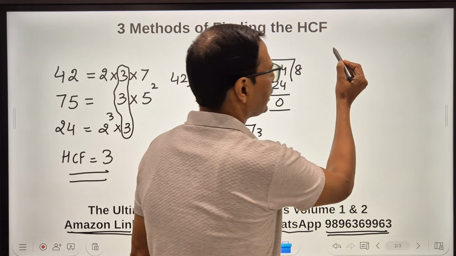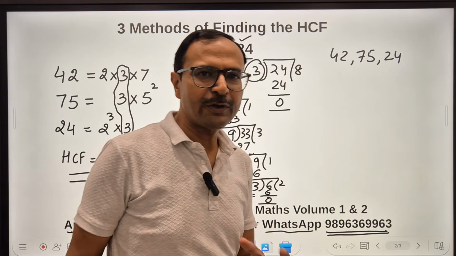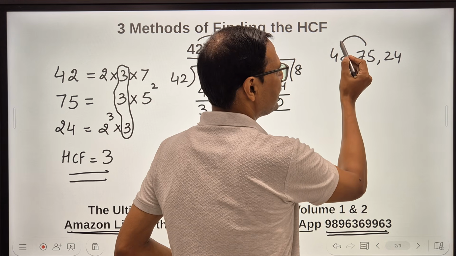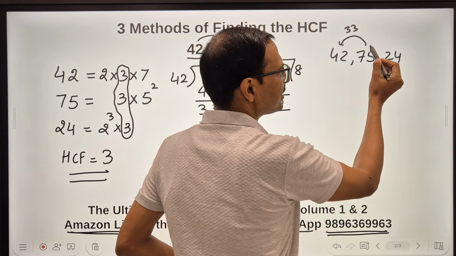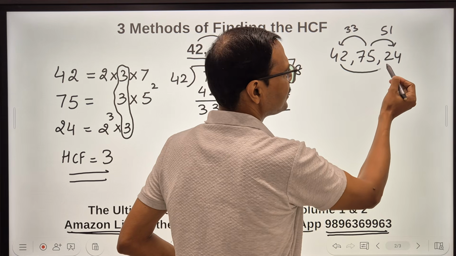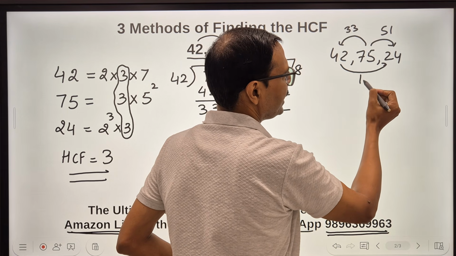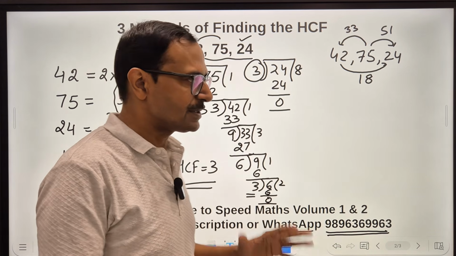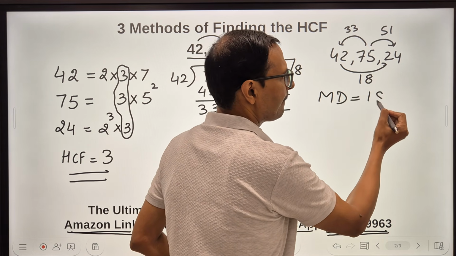Now for the numbers 42, 75 and 24, I am looking for the difference between two numbers. So suppose I take the difference between these two. It is like 33, right? How about the difference between these two? This is going to be even greater, so 51. And how about the difference between these two? This is 42 minus 24, how much? 18, right? Now the minimum difference between any two numbers in a given set of numbers, MD, minimum difference, is 18.